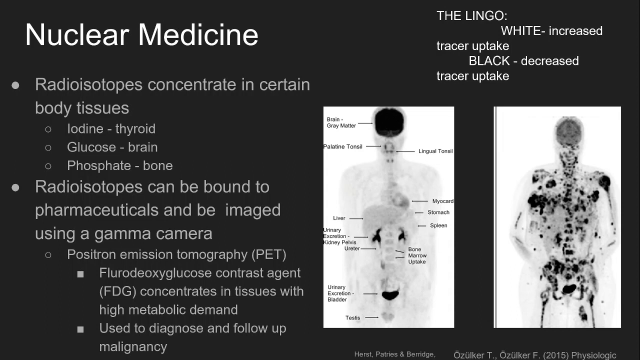A normal PET scan with uptake is shown on the left. As you can see, the brain and the renal system show increased tracer uptake, which is completely normal.